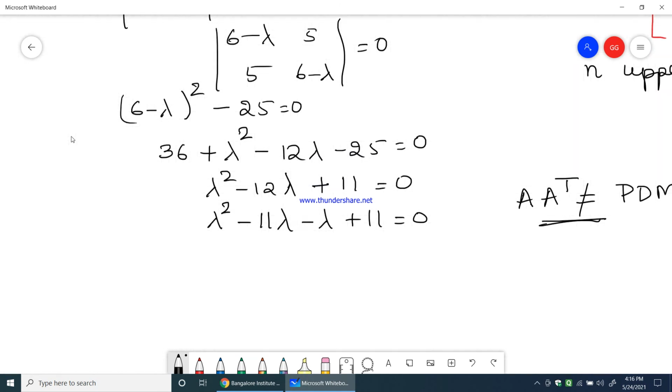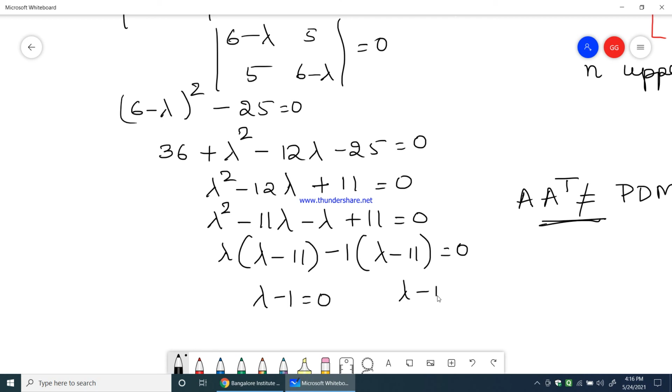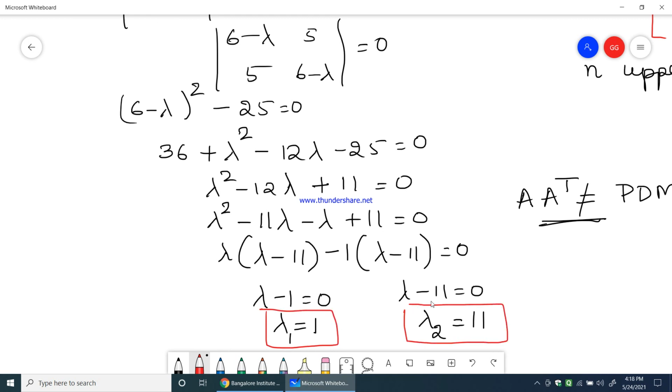Okay. So, if I take lambda common here, I will get lambda minus 11, and if I take minus 1 common here, I will get lambda minus 11 equals 0. So, therefore, lambda minus 1 equals 0, lambda minus 11 equals 0. So, I will get two different eigenvalues, where lambda 1 equals 1 and lambda 2 equals 11. So, these are the two eigenvalues. If you see, both are greater than 0. Therefore, I can say that this matrix is a positive definite matrix.